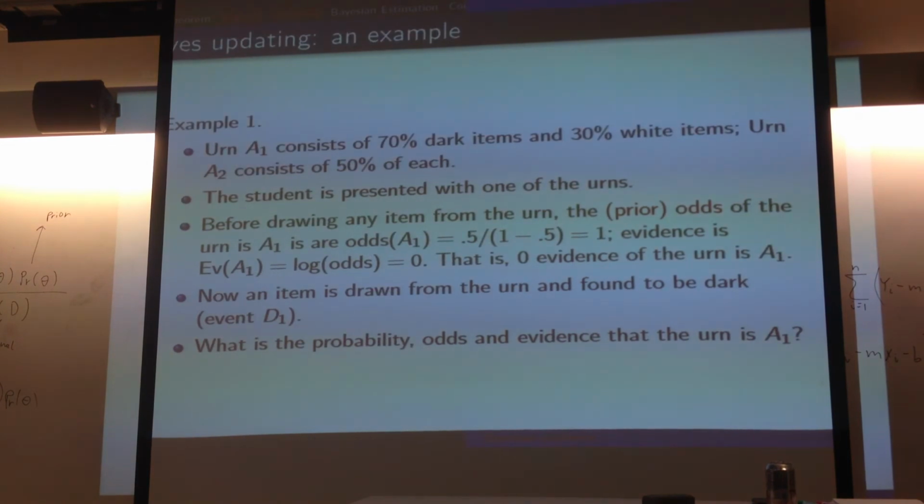Okay, so here's an example. I have 2 urns. You guys all know what an urn is, right? We went over what an urn is. So I have 2 urns. A1 has 70% dark items and 30% white items. A2 is 50-50. Okay? I'm going to give you one of these 2 urns.